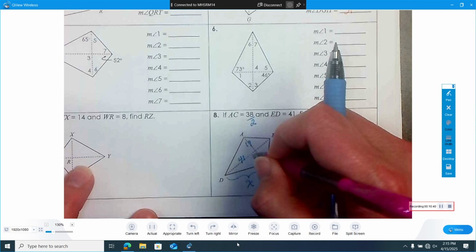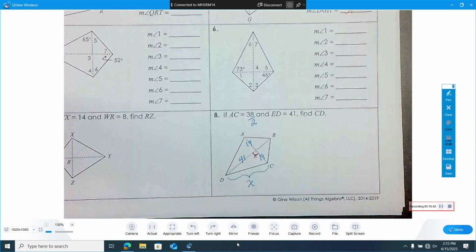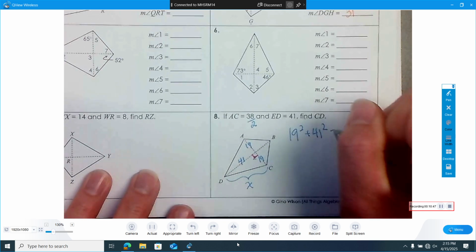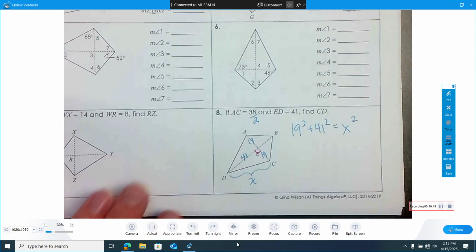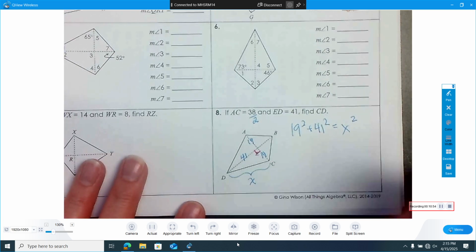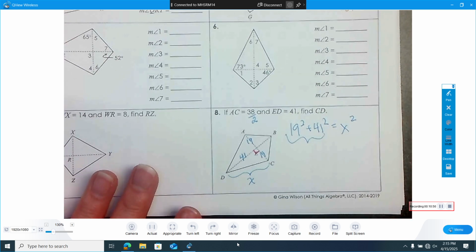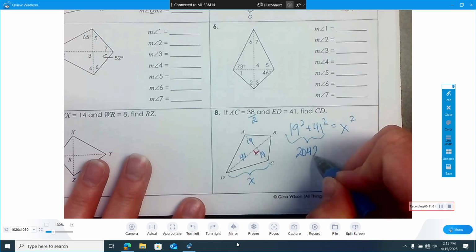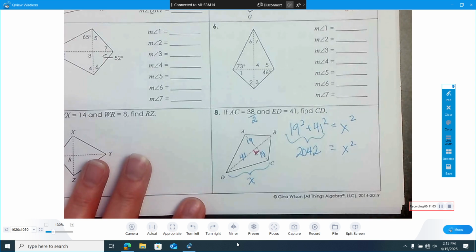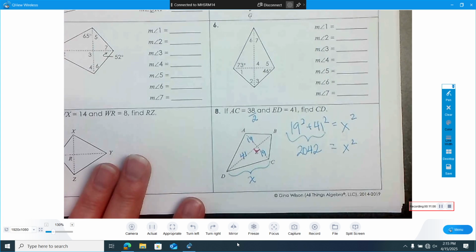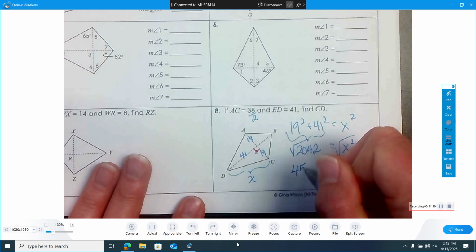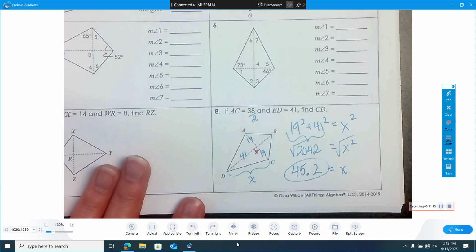Pythagorean theorem. Wow, look at that cool response. That was awesome. We do have a right angle in there, so we're going to do leg squared plus leg squared equals hypotenuse squared. Very important you get the hypotenuse opposite that right angle. What is 19 squared plus 41 squared? 2042. I love it. 2042. And then we need to do what? Square root both sides. 45.2. Beautiful.